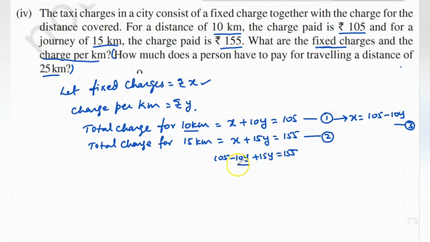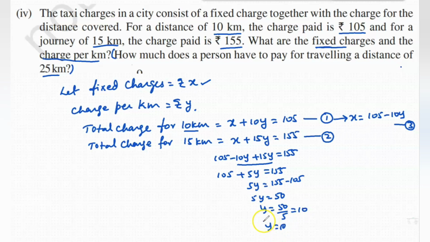Next, you can simplify these two. 105 plus 5Y is equal to 155, which we can write, 105 send that side. 5Y is equal to 155 minus 105, which is equal to 50 rupees. So Y is equal to 50 by 5, which is equal to 10. So that means Y is equal to 10, the meaning is for every kilometer they have to pay 10 rupees. Now from this, let us substitute this Y value in equation 3 and get the X value.